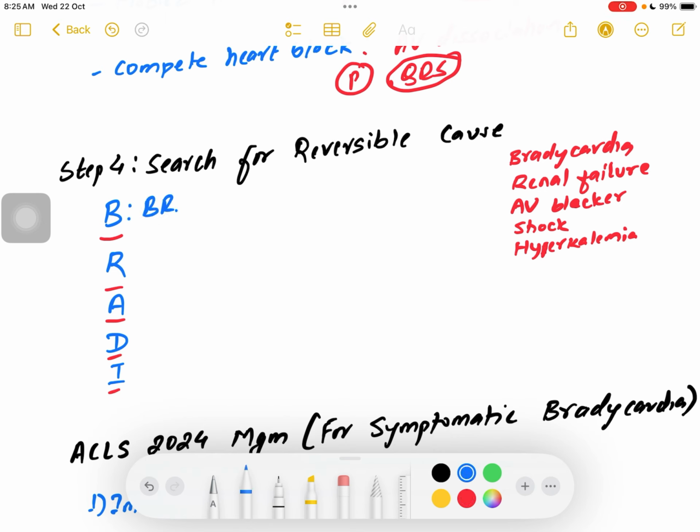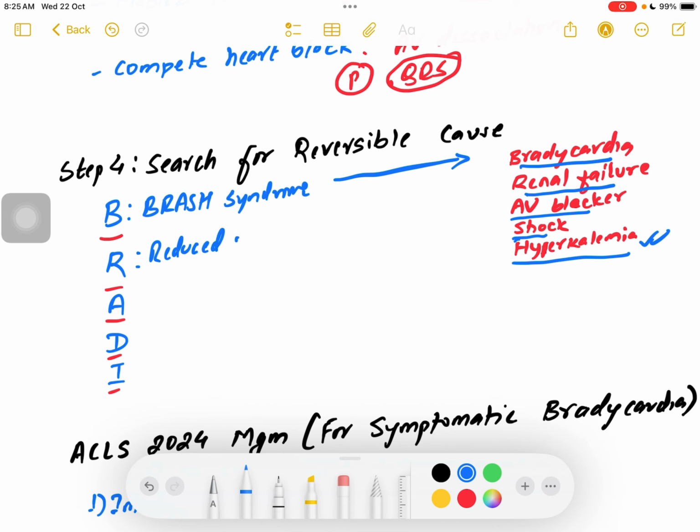In Mobitz type 1, there will be progressive PR prolongation, and after a certain time there will be a dropped QRS. In Mobitz type 2, the PR will be fixed, but after a certain time there will be a dropped QRS.